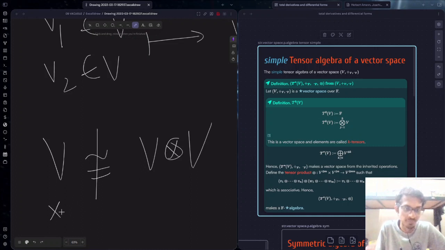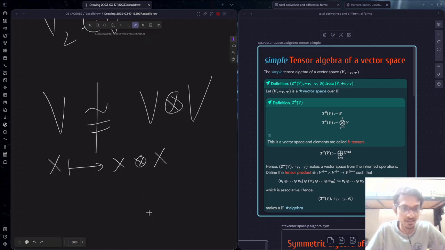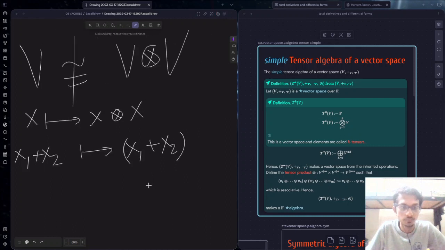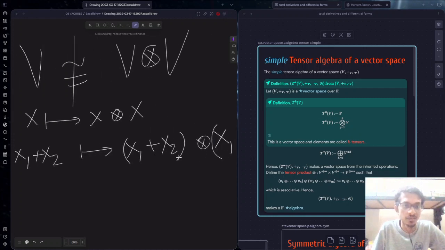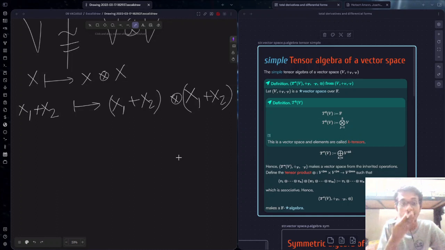So if you map x to x tensor product x, this cannot be linear because x1 plus x2 will map onto something which is not x1 plus x2 tensor product x1 plus x2. Okay, so I'm proving that this function is not linear. So this will split apart.